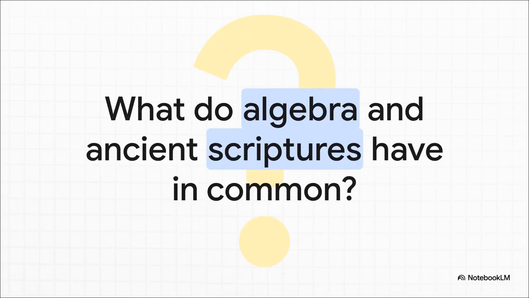I mean, what could algebra and ancient scriptures possibly have in common? They seem like they're from totally different universes, right? You've got abstract math over here and ancient faith way over there. But the whole point of the textbook we're looking at is that they actually have everything in common.